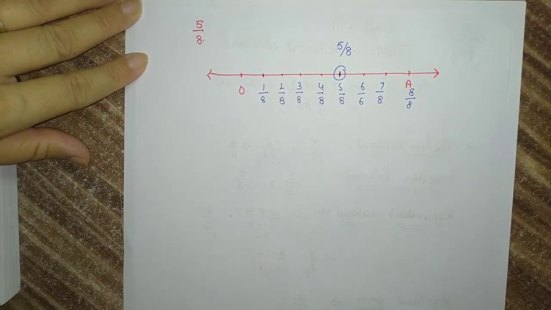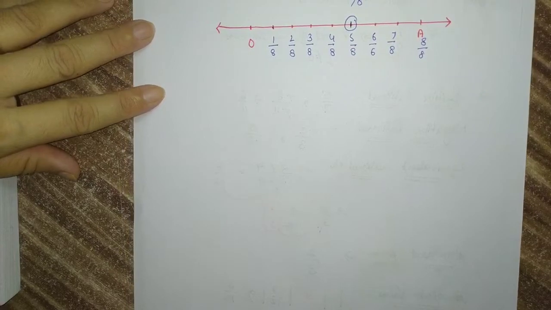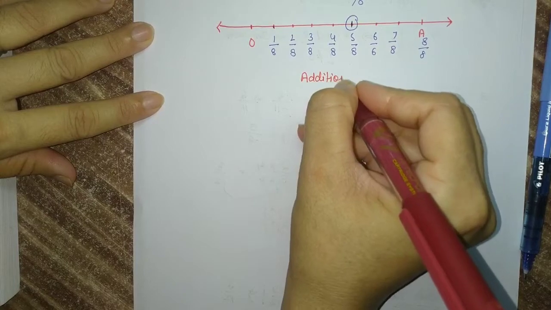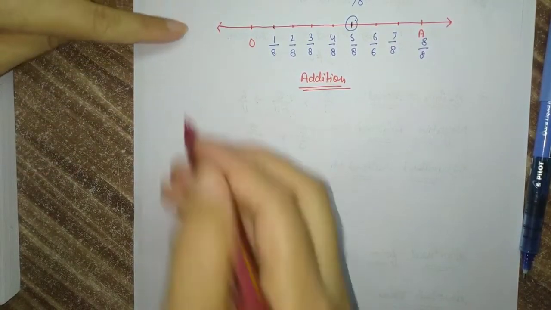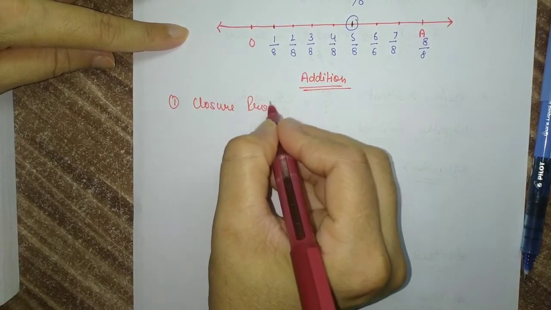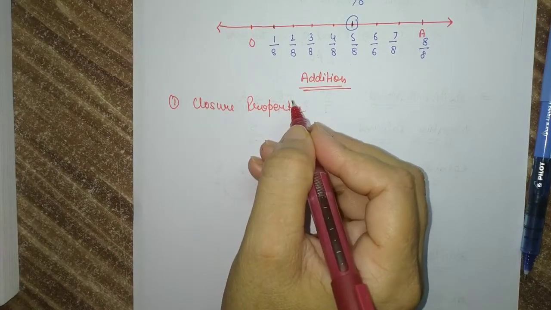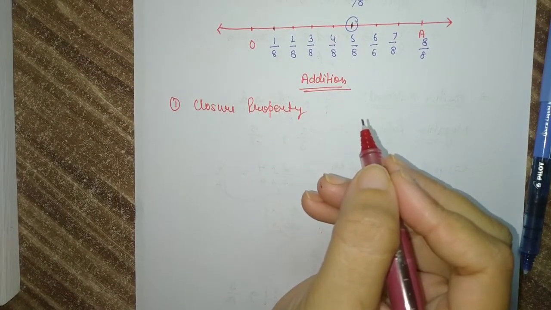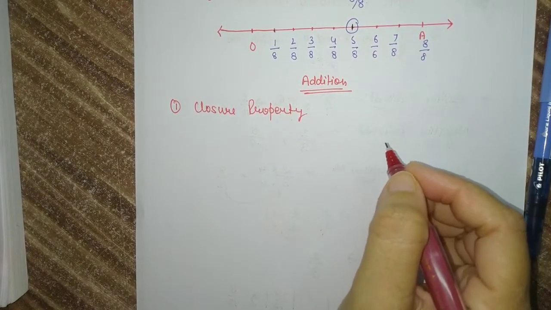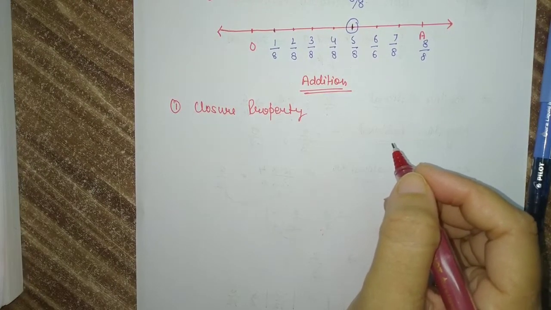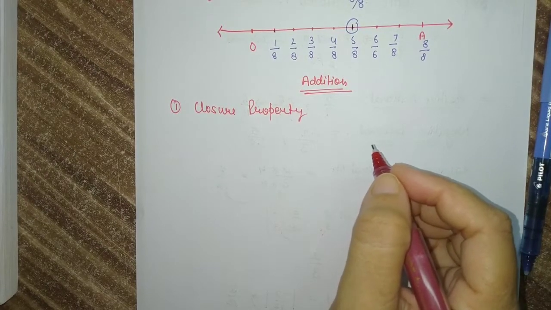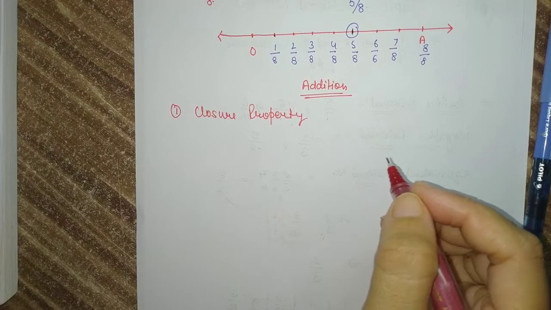Okay students. Now after that we are going to discuss the properties of rational numbers over addition. So first we will discuss the properties of rational numbers in case of addition. First property is closure property. Closure property means the sum of two rational numbers is always a rational number. I repeat again, according to the closure property, the sum of two rational numbers is always a rational number.